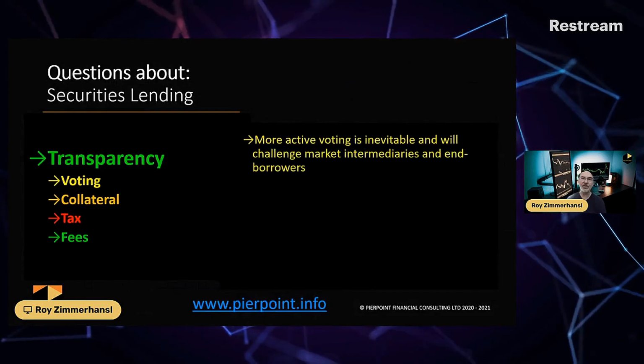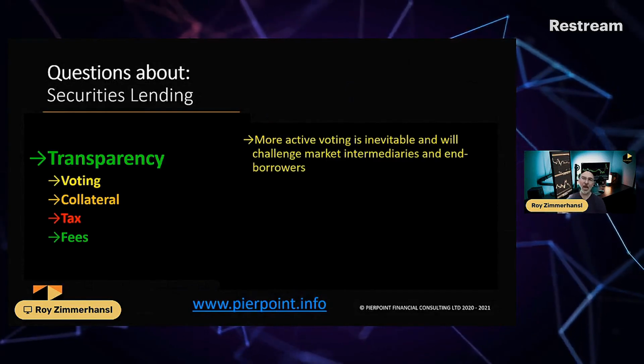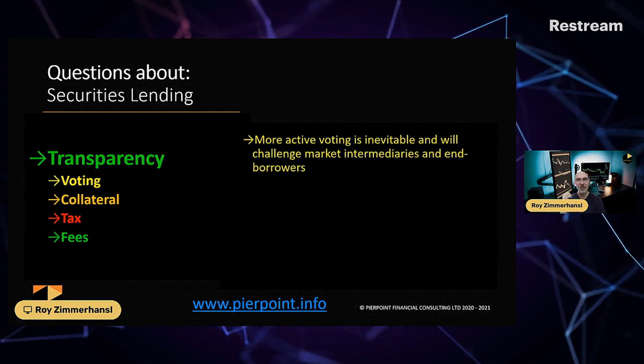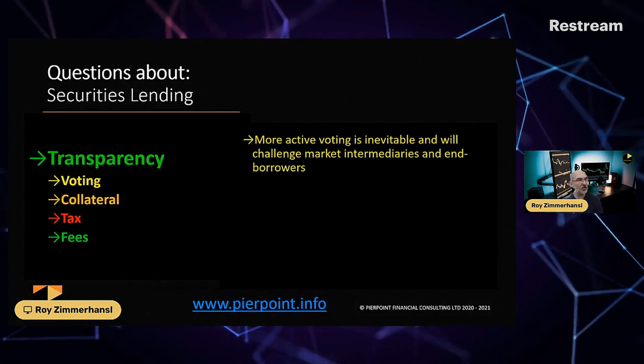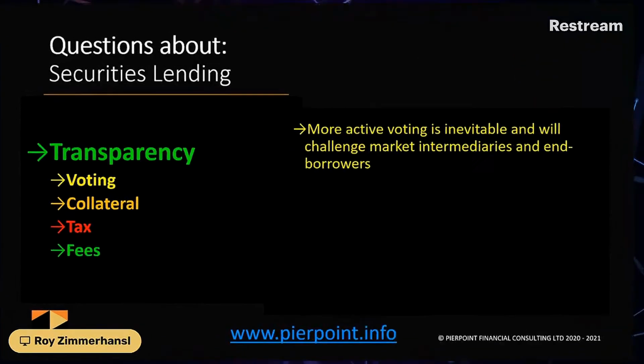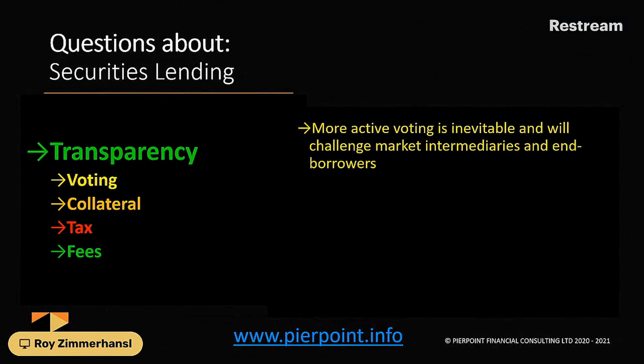So to summarize, more active voting is inevitable. It's going to challenge all of the market intermediaries, be they borrowers or lenders. Active and passive investment managers are both under pressure to reveal more about how they vote. Stewardship is becoming ever more important. That will provide challenges to intermediaries.